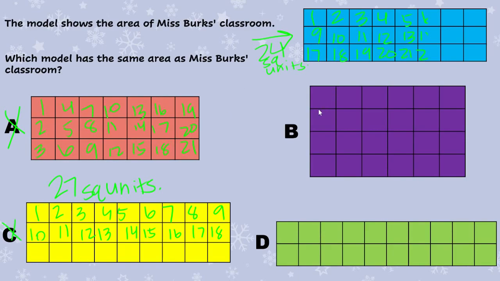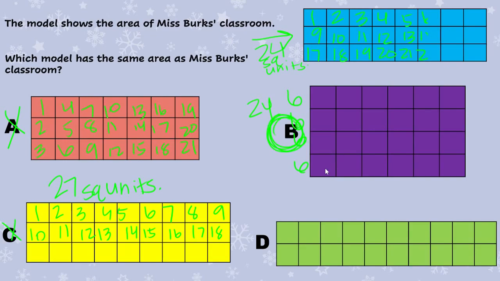Let's look at B. They are in groups of 1, 2, 3, 4, 5, 6. So 6, 6, 6, 6. So I could count them all by ones, or I could add my sixes. 1, 2, 3, 4, 5, 6, 7, 8, 9, 10, 11, 12, 13, 14, 15, 16, 17, 18, 19, 20, 21, 22, 23, 24. So B has 24.